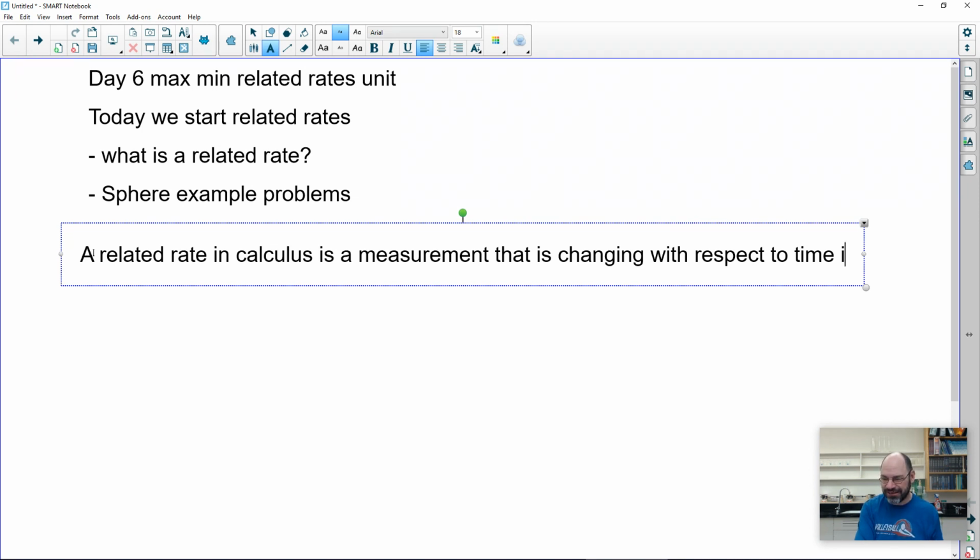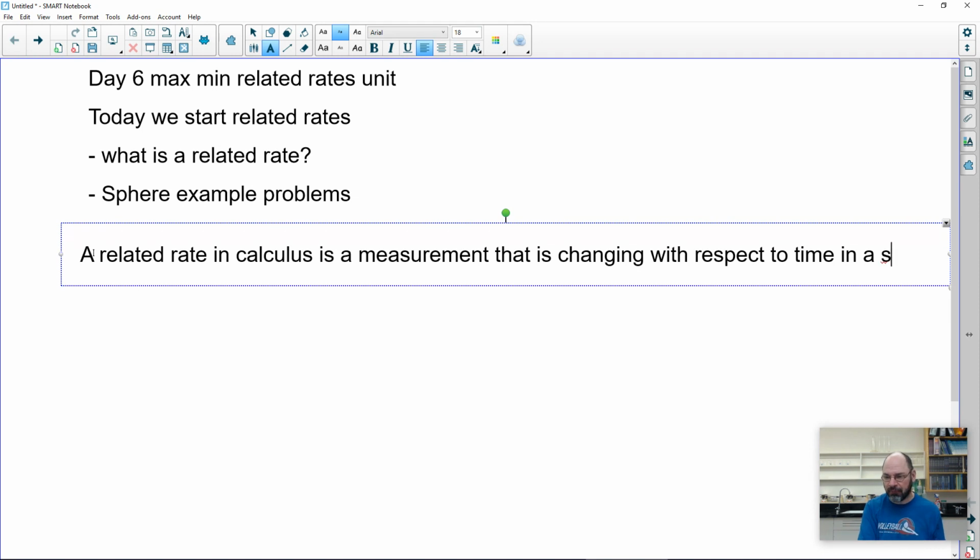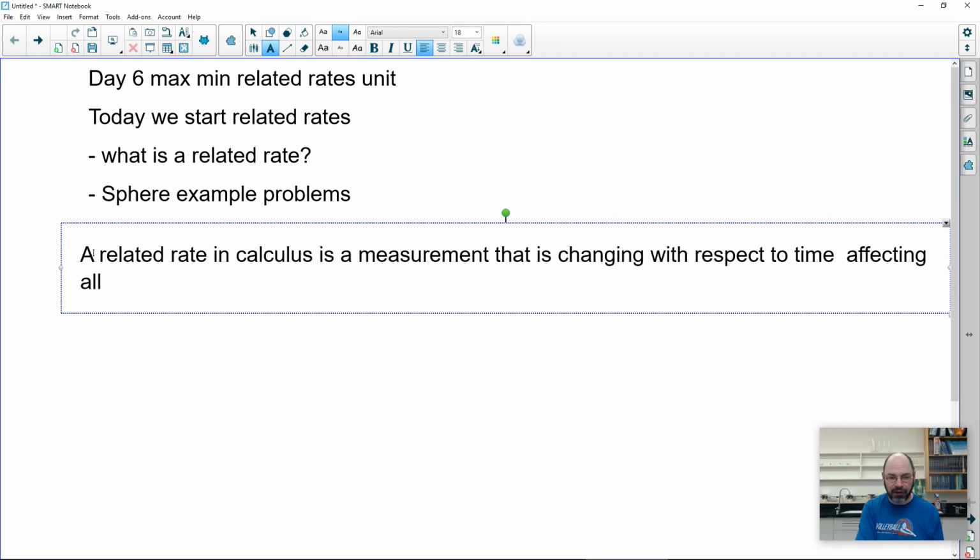in a shape. That's not really the way I want to put it. It's changing with respect to time, affecting, that's what I want, affecting all other measurement changes within the problem, we'll say.